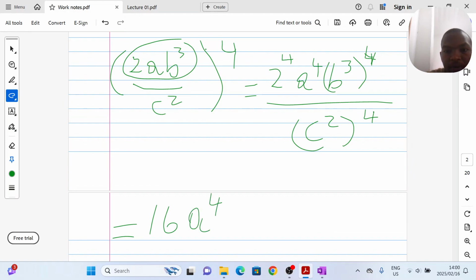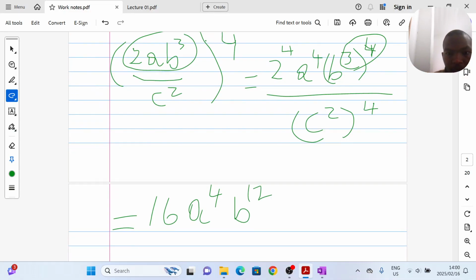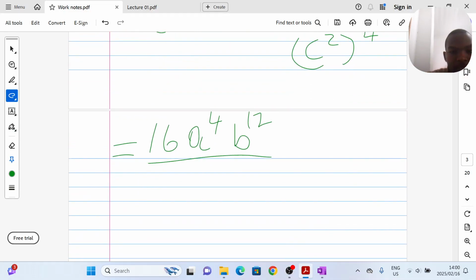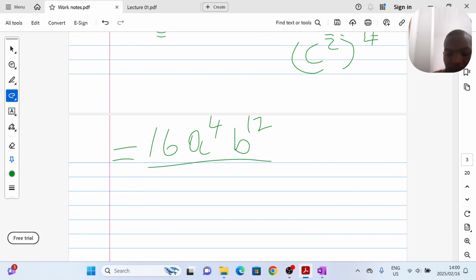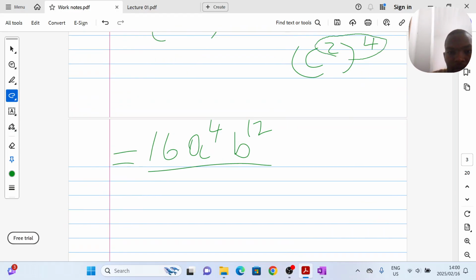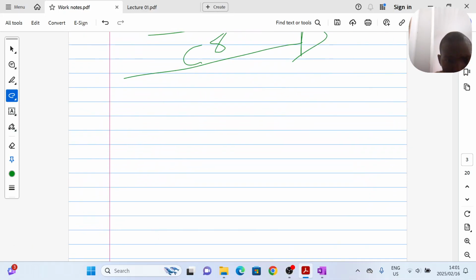And then whenever you have a power of a power, you just multiply the two. So you're going to have b, and then 3 times 4 is 12. That's how you go about that. And then in the denominator, whenever you have a 2 and a 4, power of a power, just multiply the exponents. So it's going to be c to the exponent 8. That's all there is to it. It's not hard at all, of course.